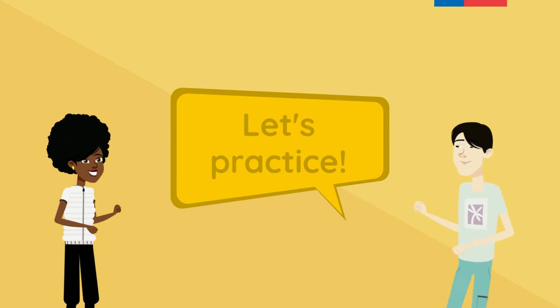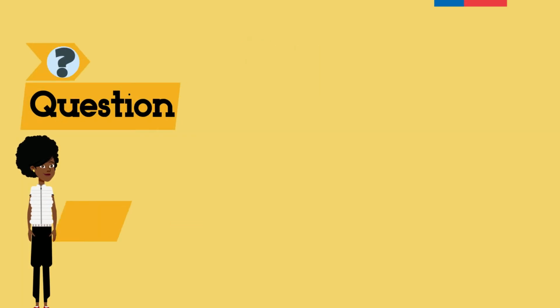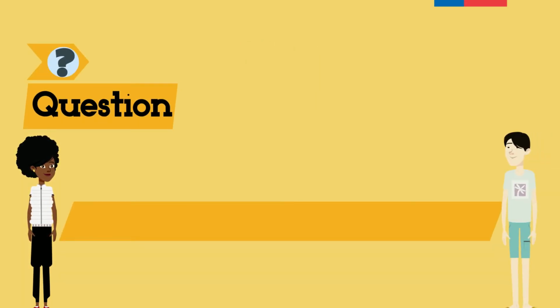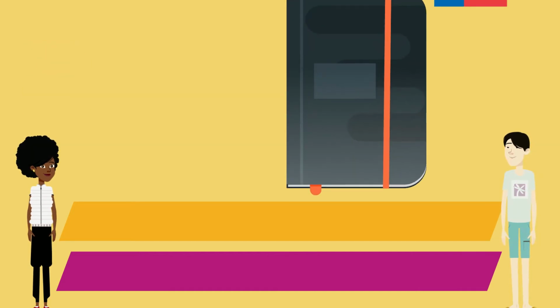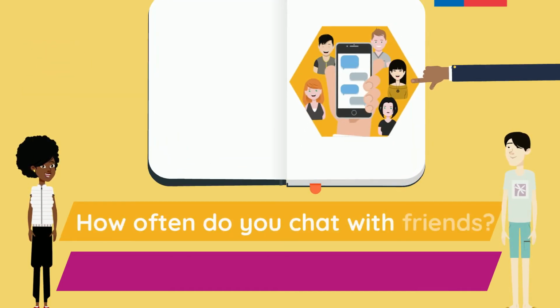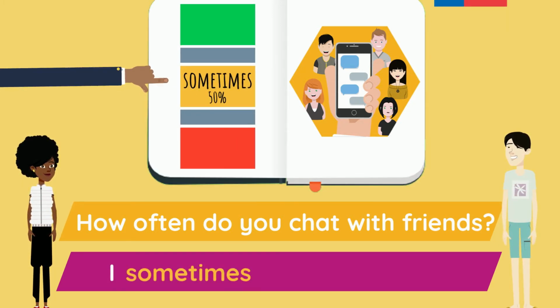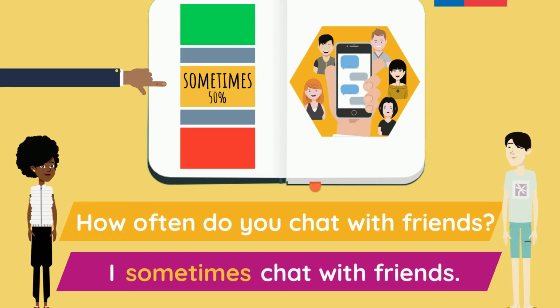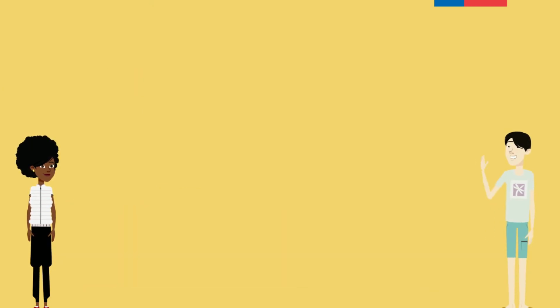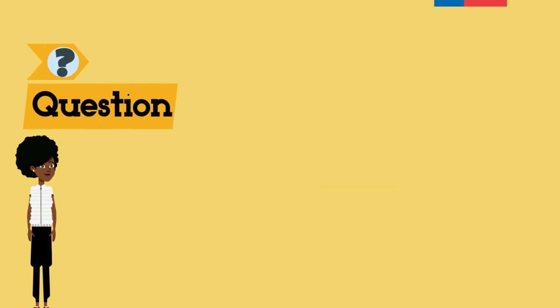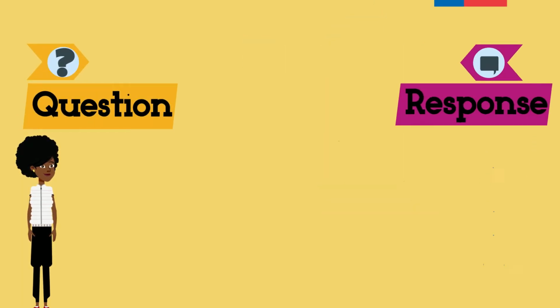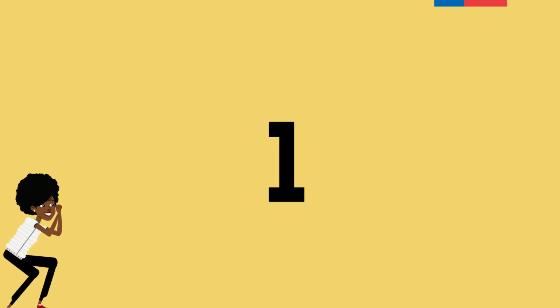Let's practice. First, Pia will ask the question and Esteban will say the response. How often do you chat with friends? I sometimes chat with friends. Now, Pia will ask the question and you say the response. Are you ready? 3, 2, 1, go!